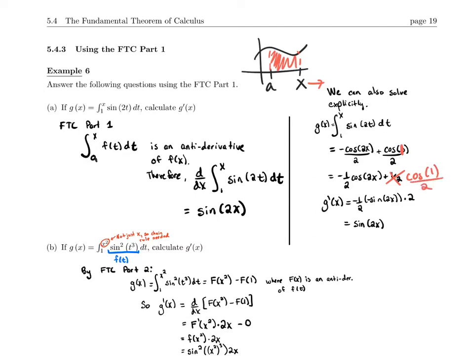Then that's my g of x, and we take the derivative. The derivative of negative 1/2 cosine of 2x would be negative 1/2 times negative sine of 2x times 2. The derivative of this constant is just 0, and you just end up with sine of 2x, which is your original integrand, but with the t's replaced with x's. So if it's as simple as an integral from a to x, and you're asked to find the derivative of that integral, it is simply the integrand with the t's replaced with x's.